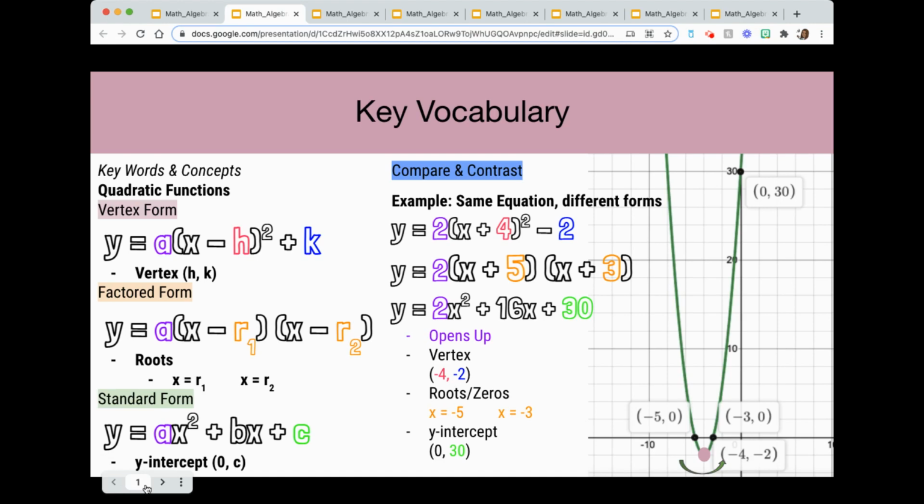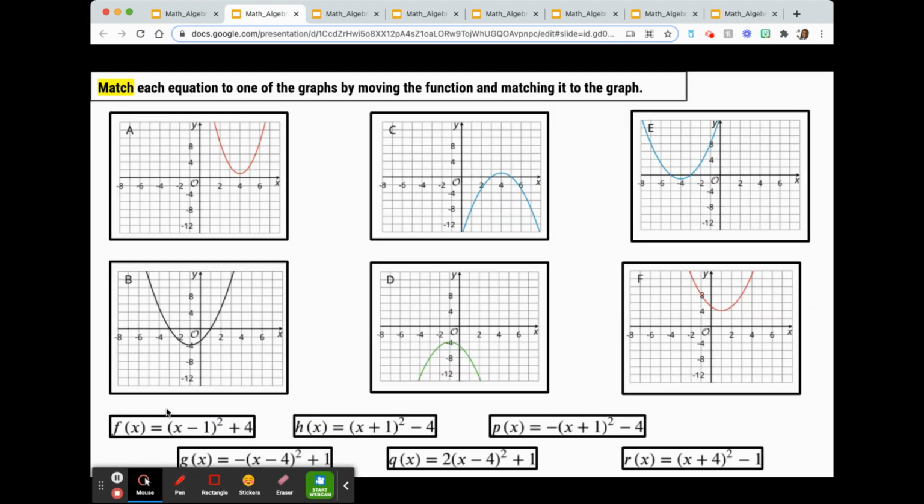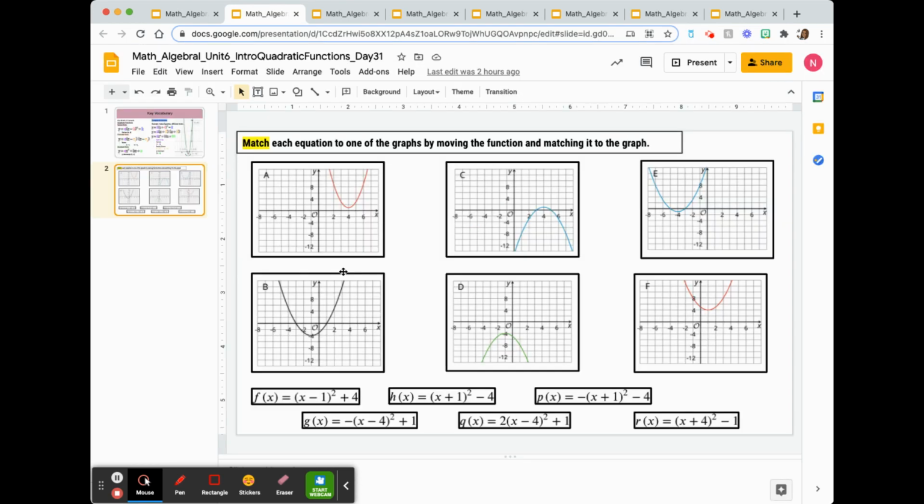So I'm going to explain the activity. This is a slide and I will provide this slide with the video. Students have to match each equation to one of the graphs by moving the function and matching it to the graph. So the students would be able to pick this up and move it over to the correct graph. If you assign this on Google Classroom as a copy for each student, they will be able to make their own copy and complete this work.